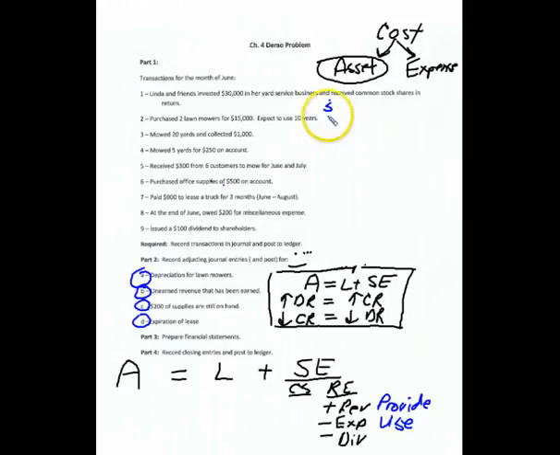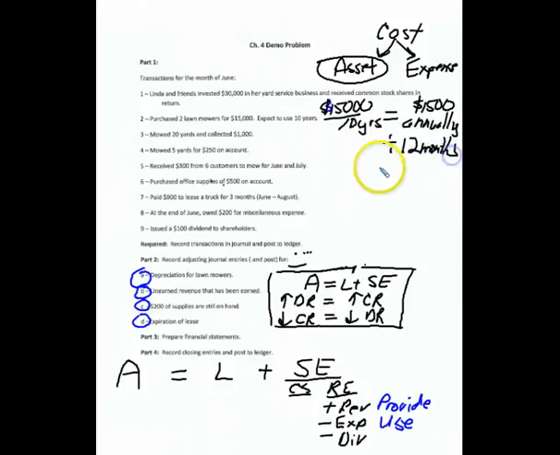So let's see, $15,000 over 10 years would be $1,500 a year. So $1,500 annually. But this is only the month of June, so we're going to divide by 12 months to get the amount for June. So $1,500 divided by 12 is $125. Okay, so we've got $125 of expense, and this we're going to call depreciation expense.